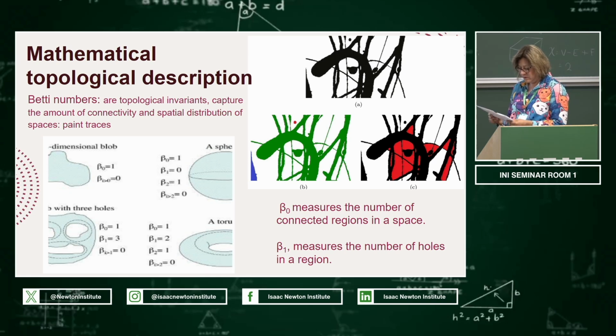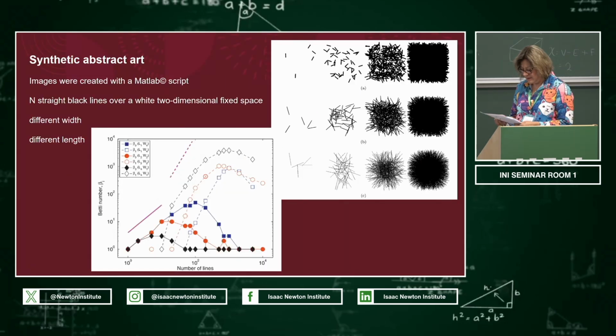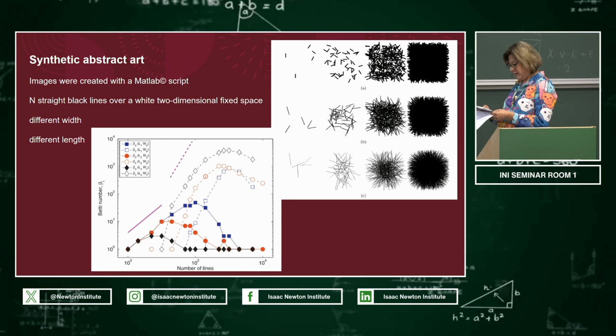So, how do we know that our methodology works? We create synthetic abstract art. We generate images with an algorithm in MATLAB, placing lines or strokes of different thickness and lengths randomly distributed over a fixed space. The image shows some examples of the lines placed varying in width and length, and as more lines are added, the space fills up.